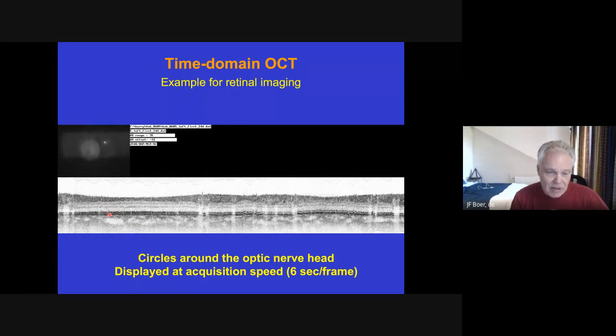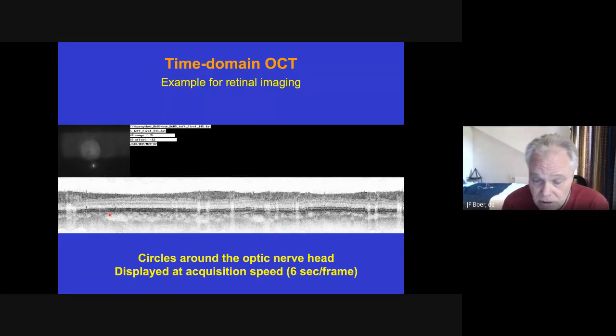and RPE, retinal pigmented epithelium. And this was acquired with a speed of about 6 seconds per frame. So we make a circle around the retina, and every 6 seconds we have completed the circle, and we get the cross section of the retina.